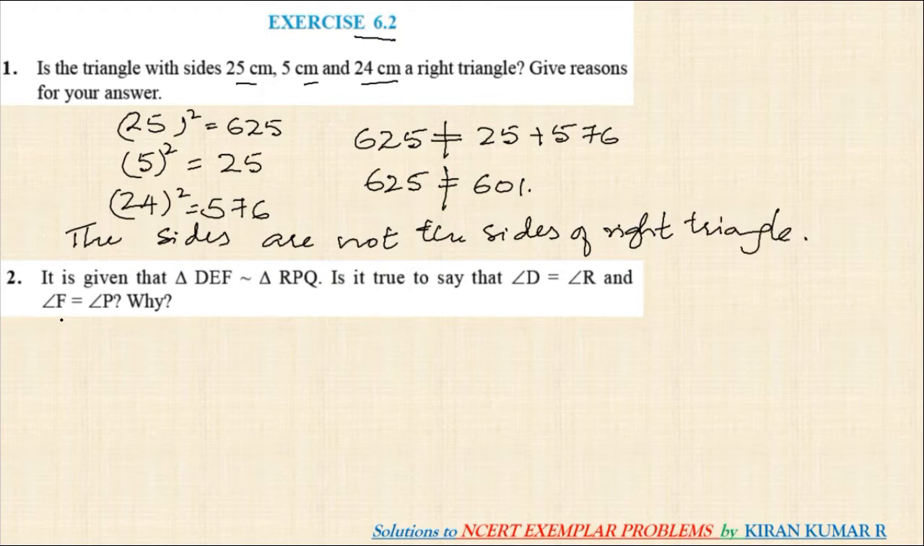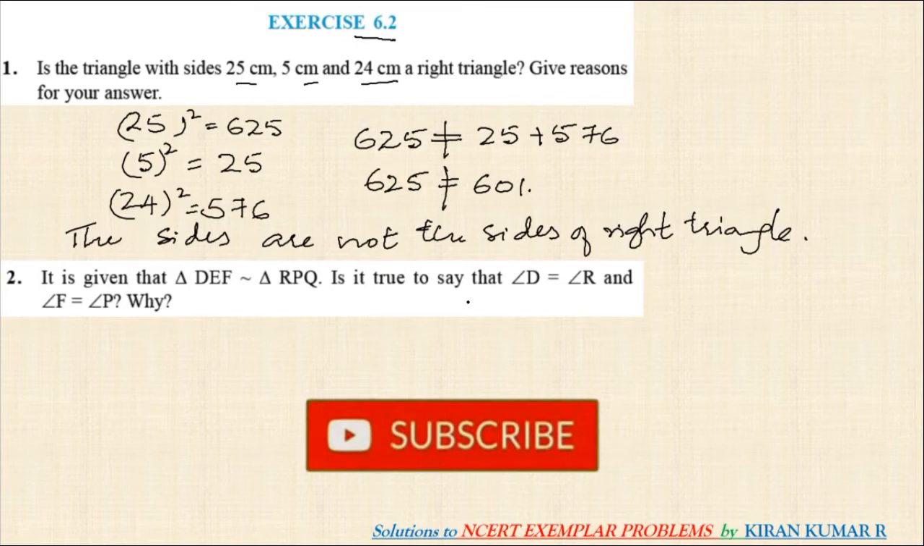Second question. It is given that triangle DEF is similar to the triangle RPQ. Is it true to say that angle D equals angle R, angle F equals angle P, and why?